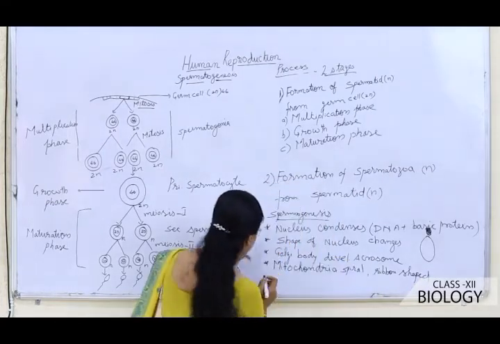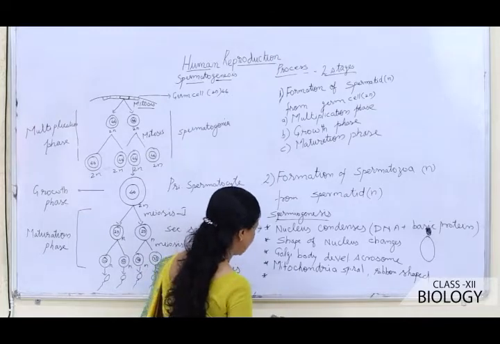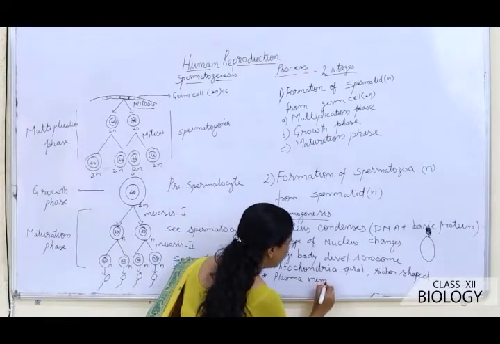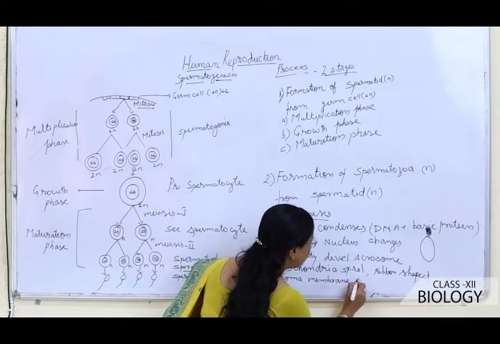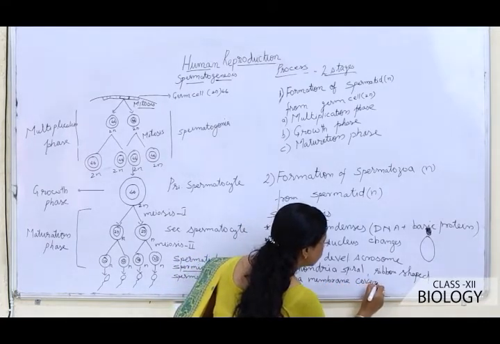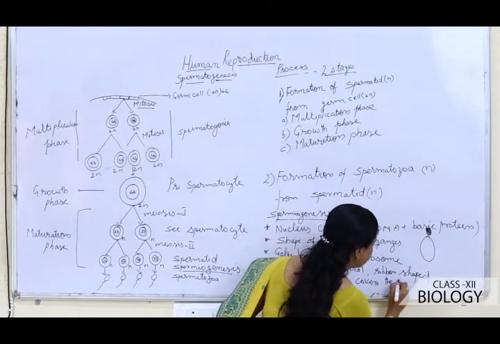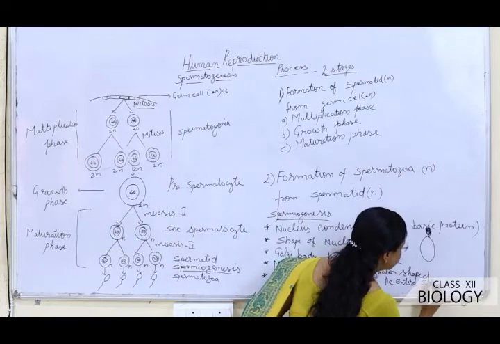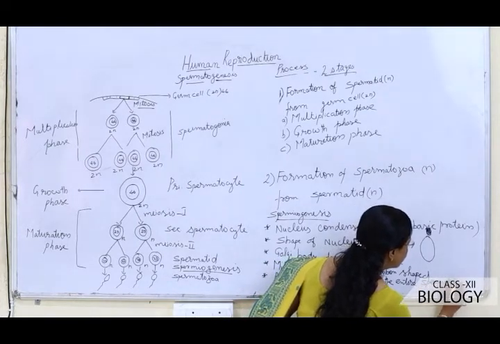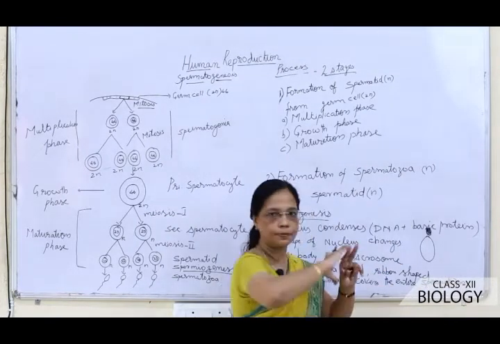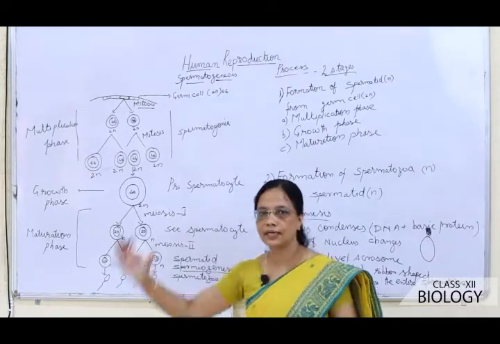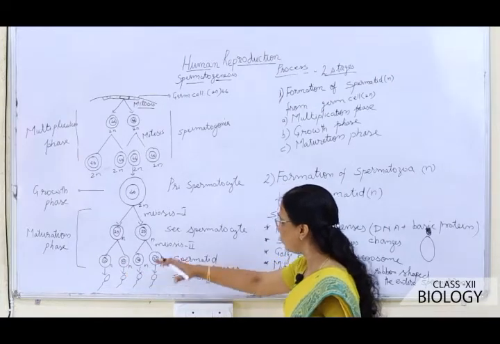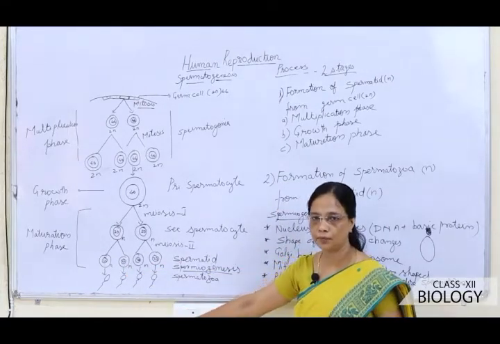And the last, that is the fifth change, is that the plasma membrane covers the entire spermatozoa. That is, the plasma membrane covers the entire spermatozoa. So these are the changes which take place when spermatid is converted into spermatozoa.